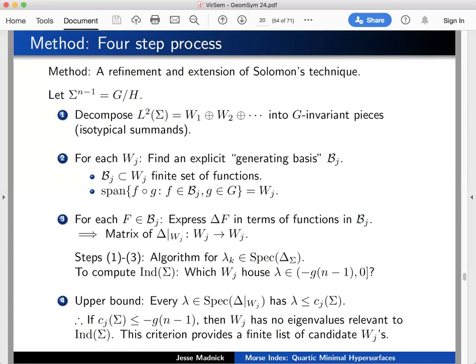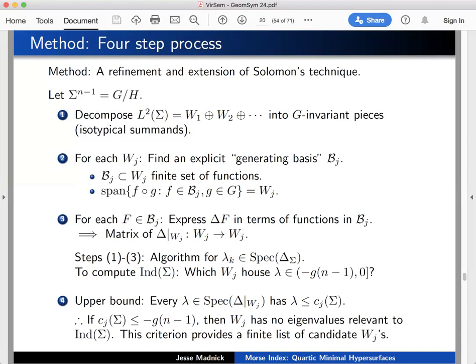So to that end, we derive an upper bound. For a given W_J, we show that all of the eigenvalues of the Laplacian on W_J are at most some number. And the point is that if this number is less than or equal to negative g times n minus 1, well, then that W_J has no eigenvalues relevant to the Morse index. And so that actually rules out all of the W_J's except for finitely many. And so that finally, at the end of the day, reduces the calculation of the Morse index to a finite calculation, right? You end up getting a finite list of finite dimensional matrices.